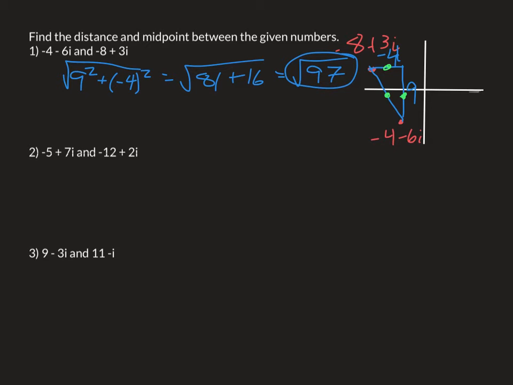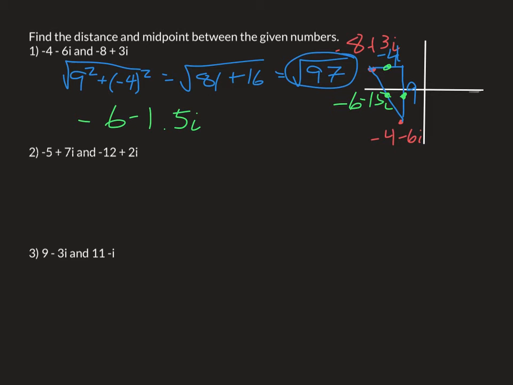Well, so 2 to the left from -4 puts me at -6. 4.5 up from -6i is -1.5i. So our midpoint is -6 minus 1.5i. Now we can do these going forward without having to draw the picture. We kind of have an idea of what's going to happen here.